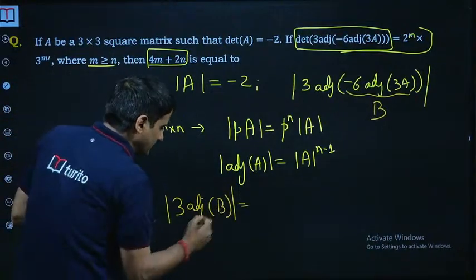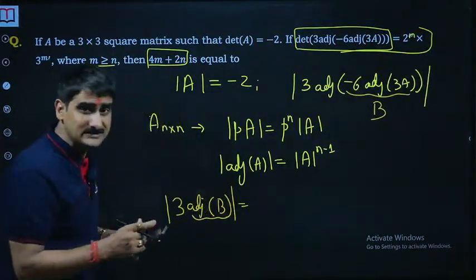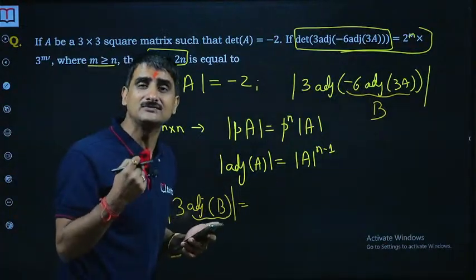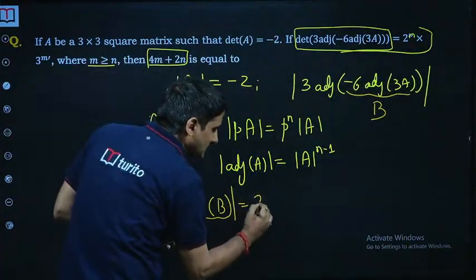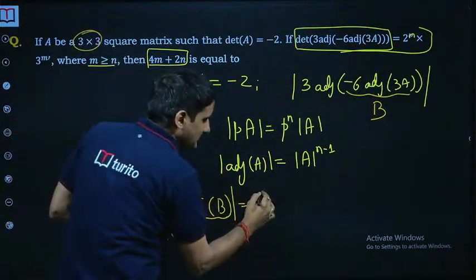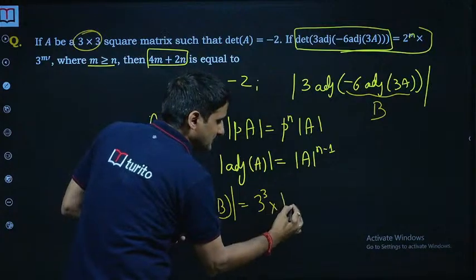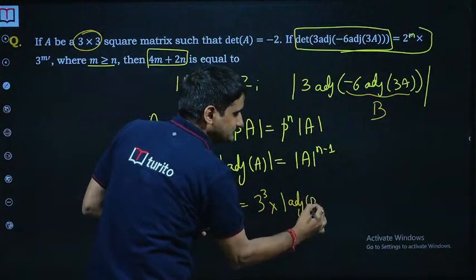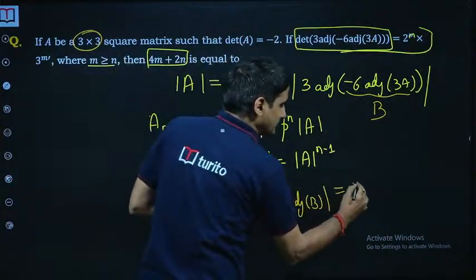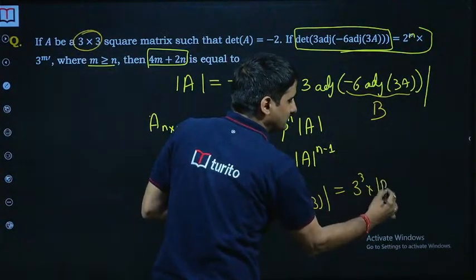Now apply the property. Now that's a determinant. Let's say determinant of that matrix, so determinant of 3 times C. So it will be 3 raised to the power n, and since it's a 3 cross 3 matrix, so 3 raised to the power 3 into determinant of adjoint of B. And then adjoint of B determinant is nothing but, so 3 cube into determinant of B whole square.